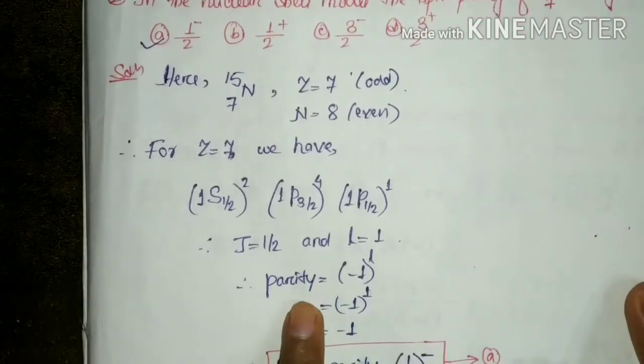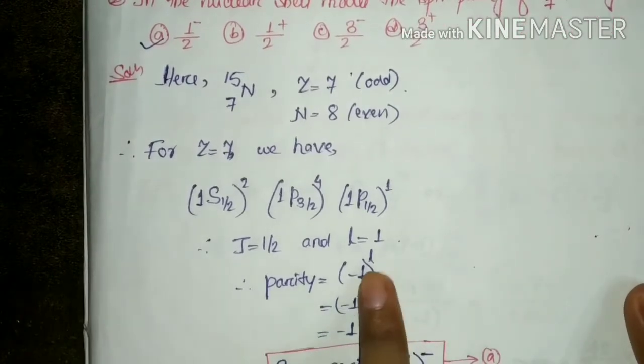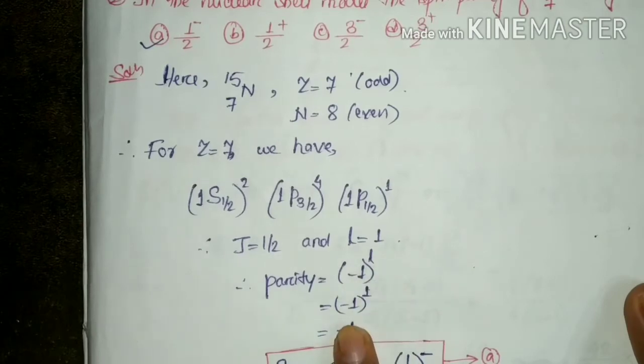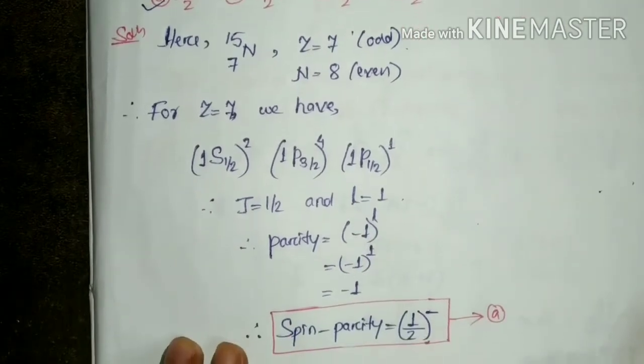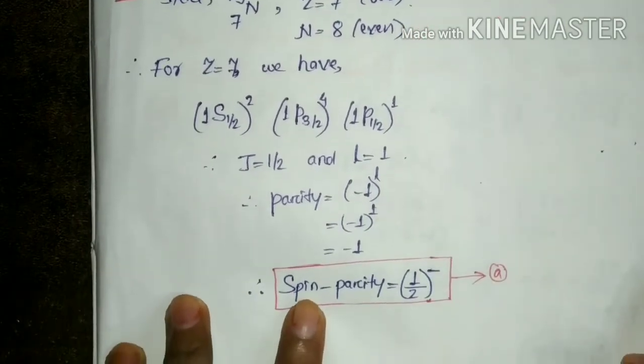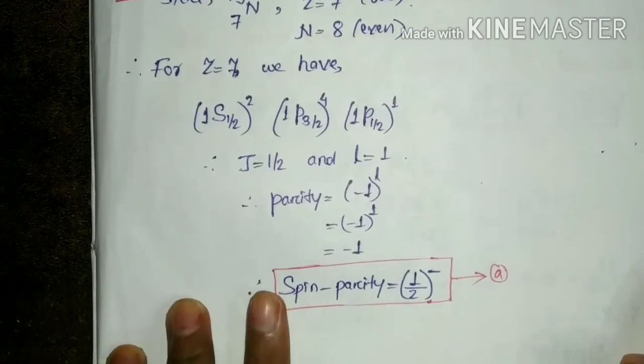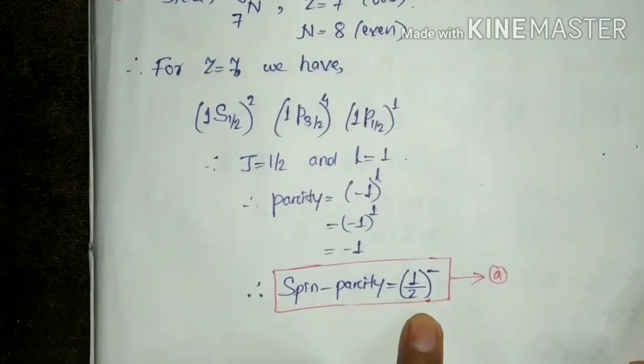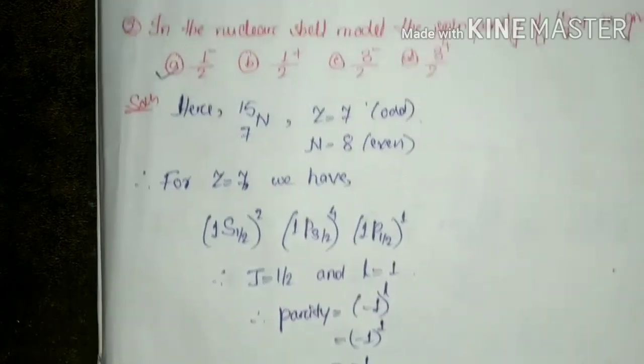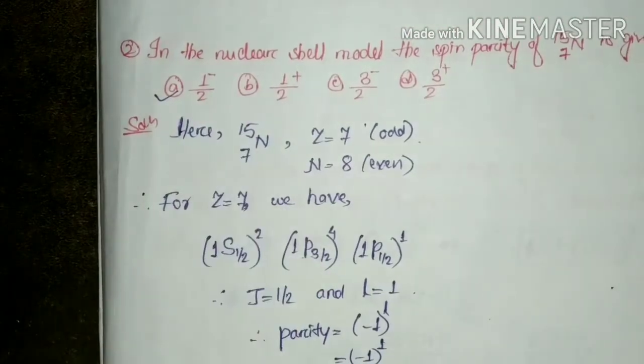So parity is minus 1 to the power L. So it is minus 1 to the power 1, which is minus 1. So the parity is negative here. And the spin is what? Half. So finally the spin parity is 1 by 2 negative. So the correct option is option A. Now let's come to the next question.